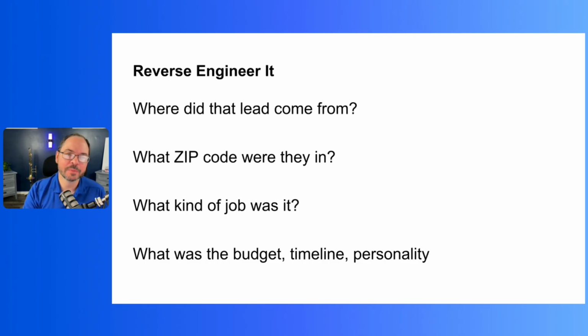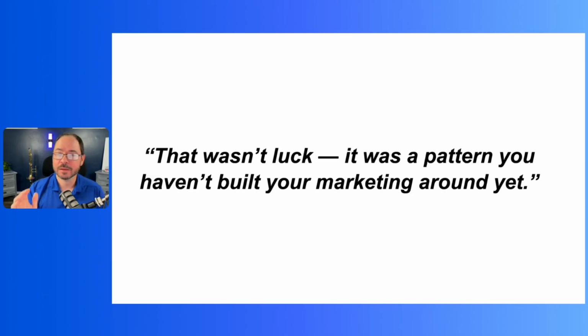Because this doesn't happen by accident. In order to get this person, some type of pattern happened to attract them. The problem with your marketing is not that you're getting lucky. It's that you have a pattern that you haven't built your marketing around yet. Something happened, a pattern, that got you that person. Now you need to start building your marketing around that.